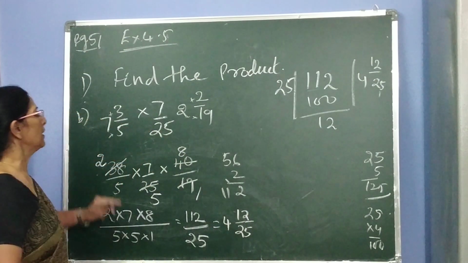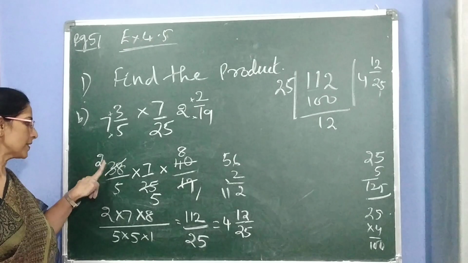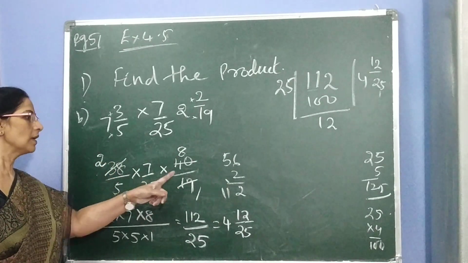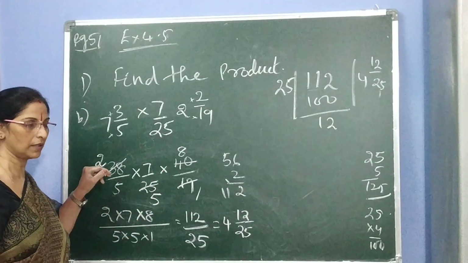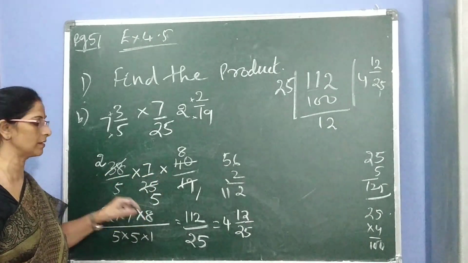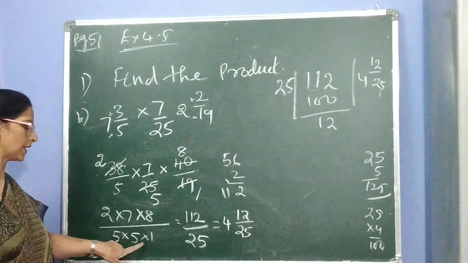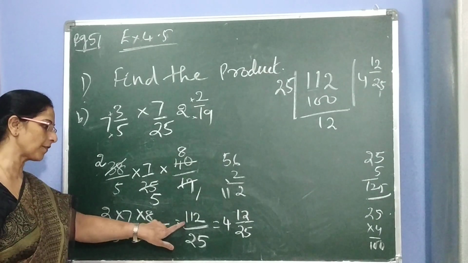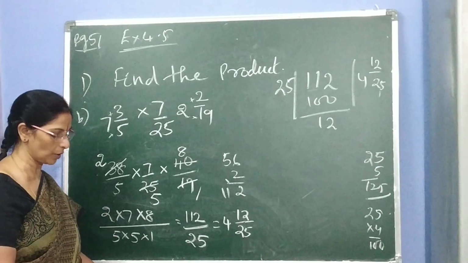Do you understand, children? Change the mixed number into an improper fraction. Wherever simplification is possible, up to down or cross numbers can be simplified. Simplification means division, doing the division with the common factor. After simplification, what we are left with in the numerator space and in the denominator, we should multiply them. Here, if we get an improper fraction, we should change that into a mixed number. Okay, children, I hope you all understood.